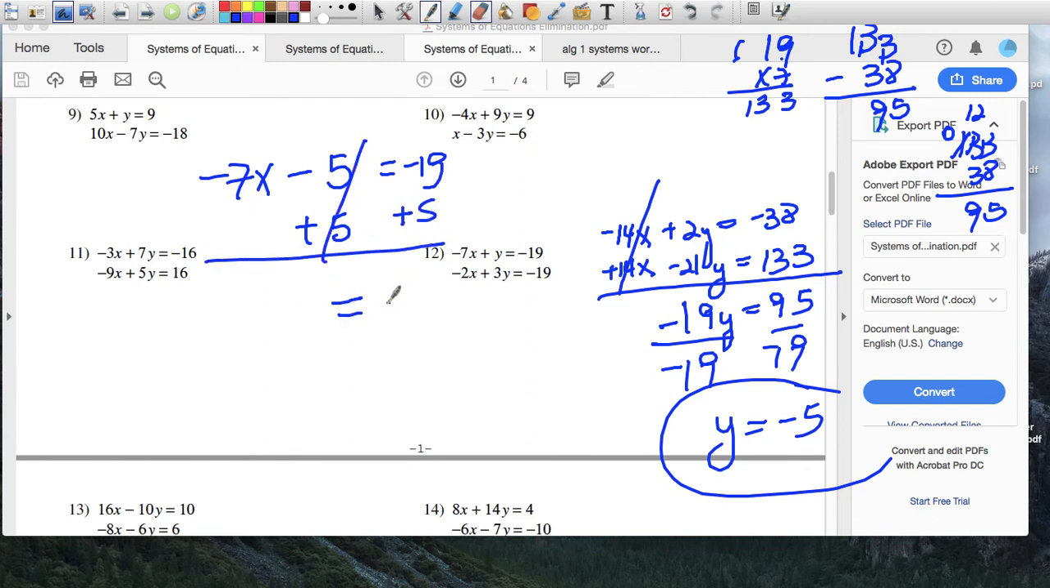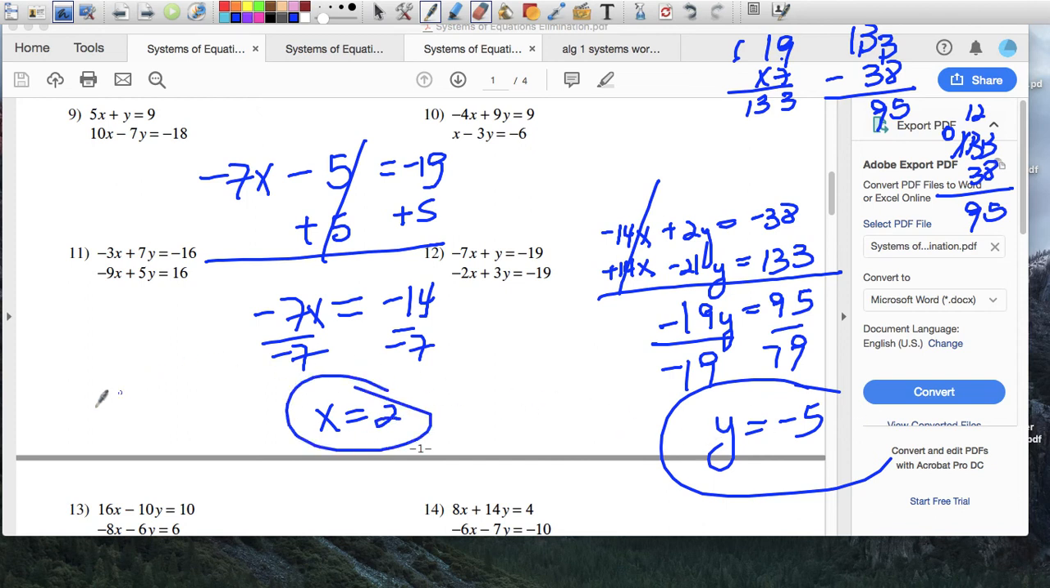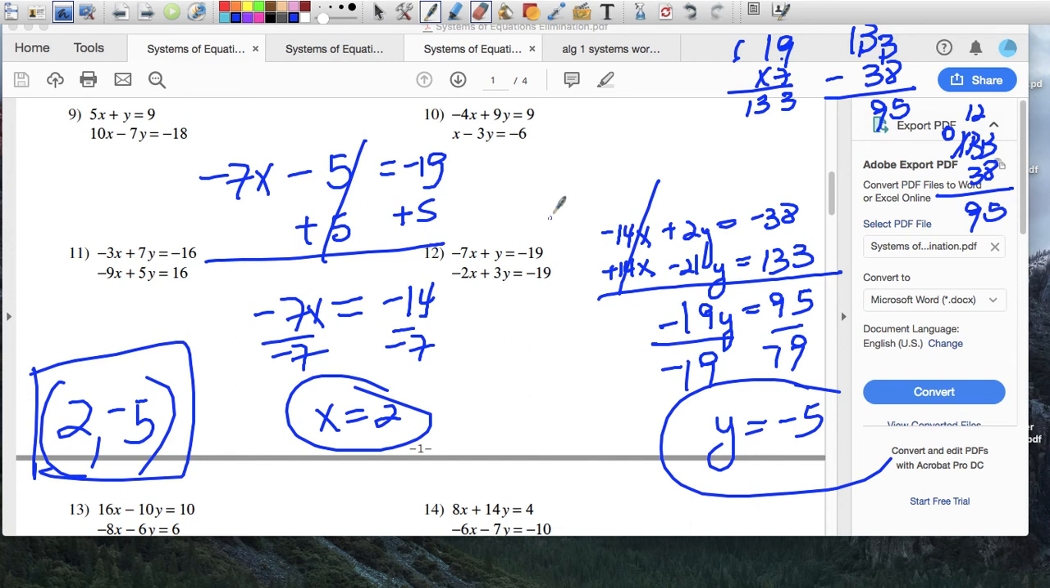That crosses out. I got negative 14 over here, negative 7x. Divide both sides by negative 7, and x equals positive 2. So there is our point, 2 and negative 5. Their point of intersection on a graph would be x equals 2, y equals negative 5. I don't want to make this video longer than it should, so go ahead, take this point, substitute it in the first equation, substitute it in the second equation, and you'll see that it will make the left side equal the right side. Okay?